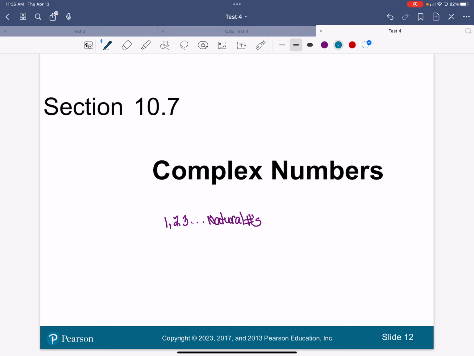Then we went to preschool and kindergarten and we learned about the number 0. Okay? So then those numbers started at 0, 1, 2, 3. And anybody know what those are called? Whole numbers. Whole numbers. You learned how to add, subtract, multiply, divide, all those with whole numbers.